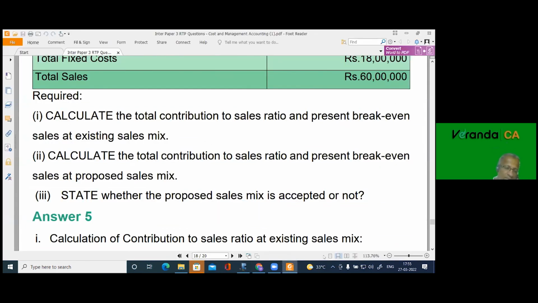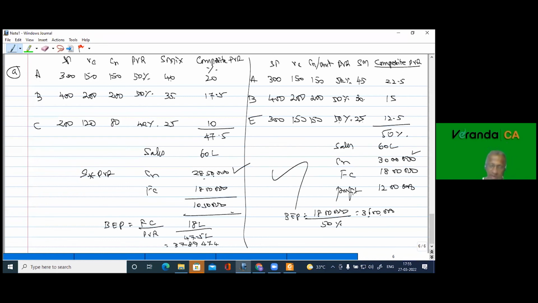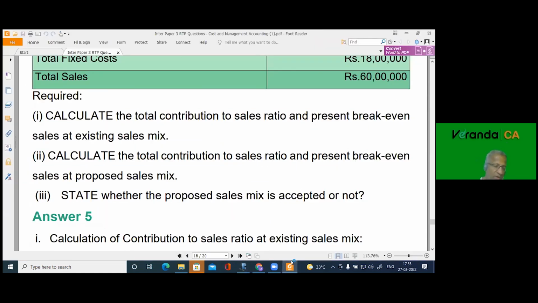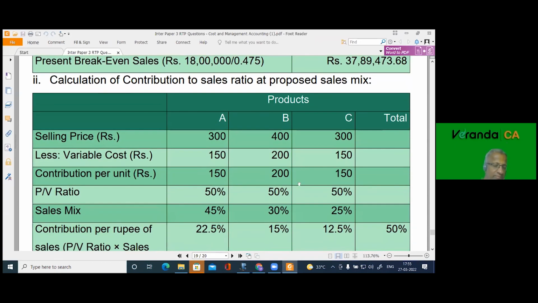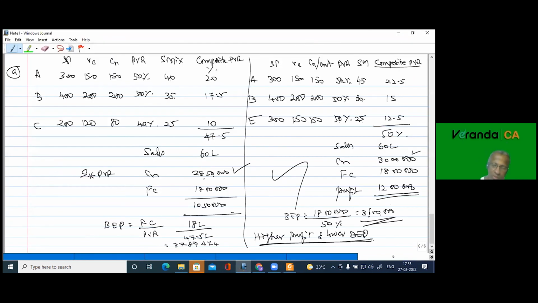So, which product mix has got to be accepted? Product mix 2 has got to be accepted. The reasons are higher profit and lower break-even point. So, these are the points which are in favor of the second one rather than the first one. So, you find that there is a problem with the input. 36 lakhs is what we are getting, no problem.